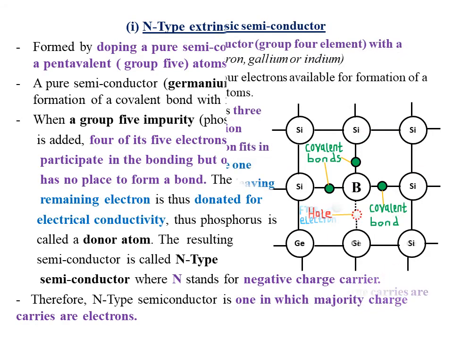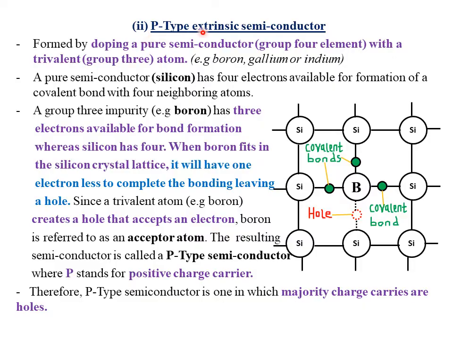Next, we look at the P-type extrinsic semiconductors, commonly known as the P-type semiconductors. Now, how do we form the P-type semiconductors? They are formed by doping a pure semiconductor, that is a semiconductor that has no impurities, or what we call the group 4 elements, which include silicon and germanium, with a trivalent.